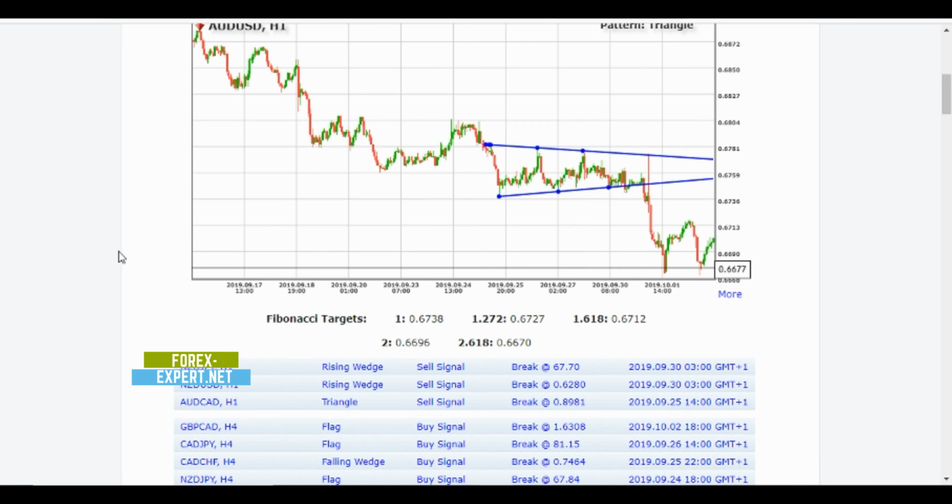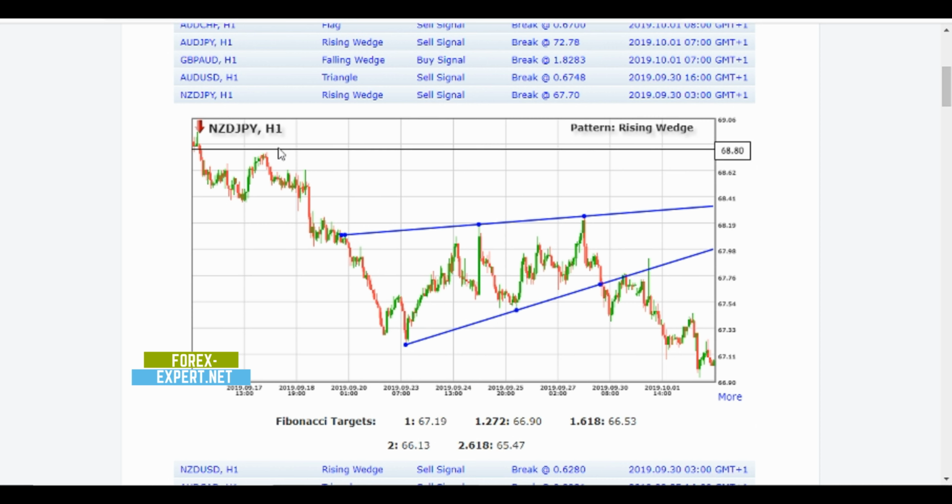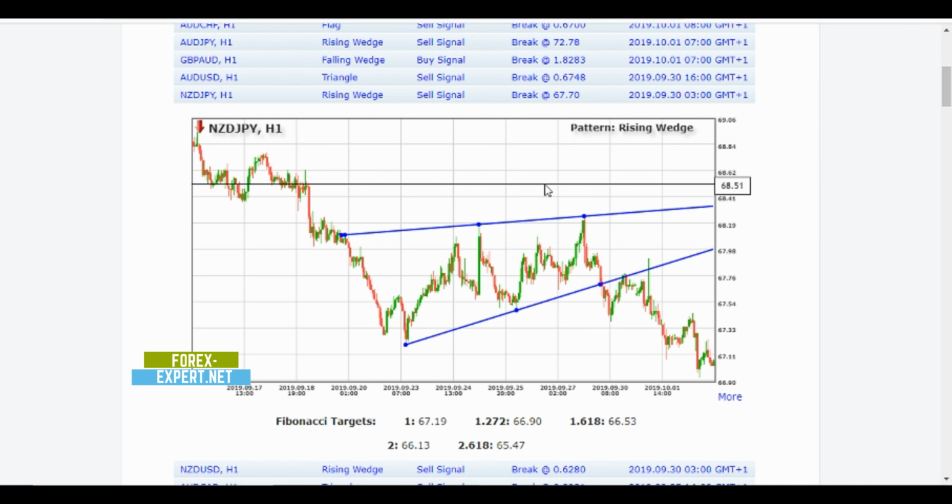New Zealand dollar and the yen, 1 hour time frame, we have a rising wedge. Look at these trend lines, 4 touching points, 3 touching points. And another thing you should look at is the momentum, okay, of the trend and the momentum of the pattern. If the momentum is stronger than the pattern one, then it's a good signal. If not, it's not a good one. Okay, it's not very reliable.